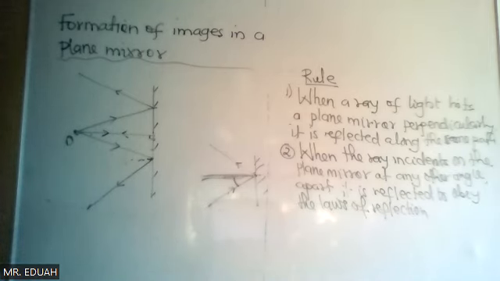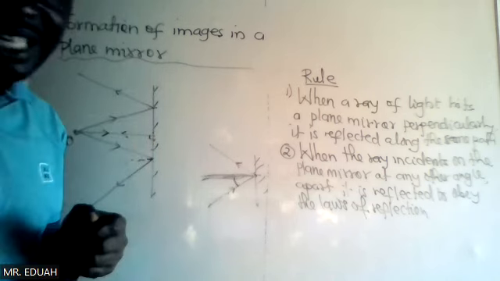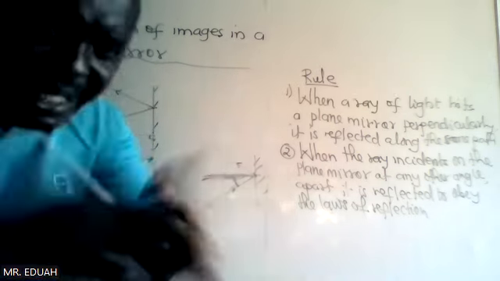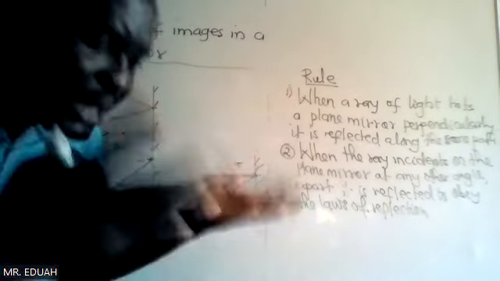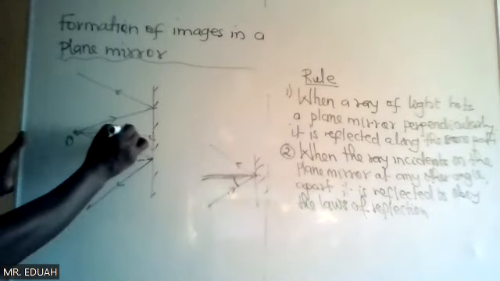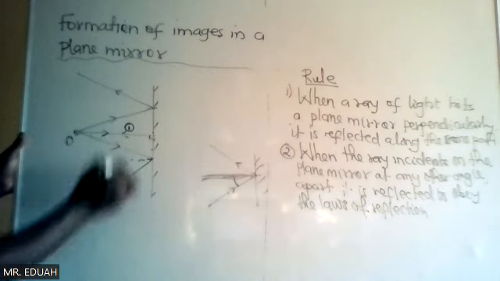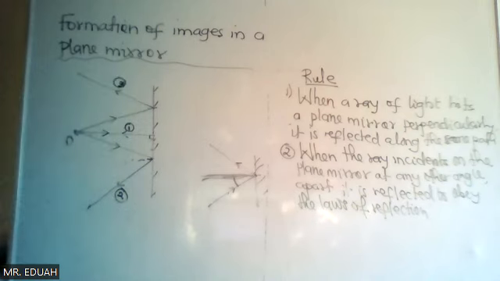So how then do we determine the image? You see, an image is formed when 2 or more reflected rays actually meet at a point or appear to meet. When we look at this, we have 3 reflections: 1, 2, 3. We have 3 reflected rays.